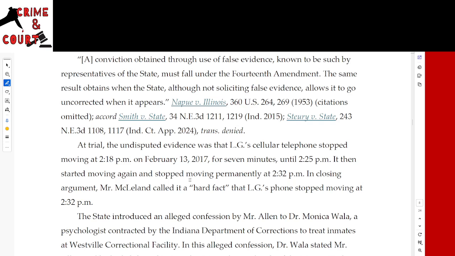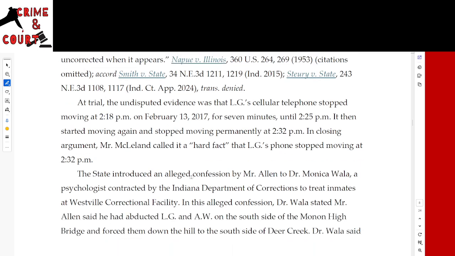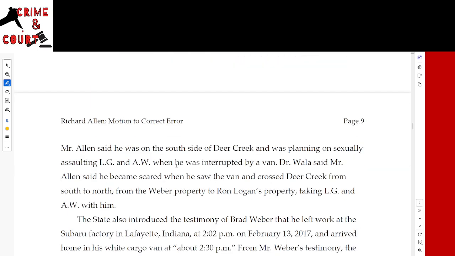The state introduced an alleged confession by Mr. Allen to Dr. Monica Walla, a psychologist contracted by the Indiana Department of Corrections to treat inmates at Westville Correctional Facility. In this alleged confession, Dr. Walla stated Mr. Allen said that he had abducted LG and AW on the south side of the Monon High Bridge and forced them down the hill on the south side of Deer Creek. Dr. Walla said Mr. Allen said that he was on the south side of the Deer Creek and was planning on assaulting LG and AW when he was interrupted by a van. This is part of the so called confession that she wrote down but then destroyed her notes, and this is all from her memory now.